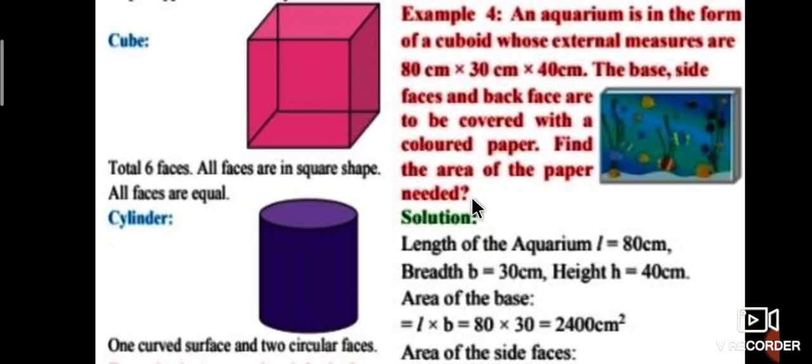Find the area of the paper needed. Next we are discussing the aquarium. Length of the aquarium L is equal to 80 centimeter. Breadth B is equal to 30 centimeter. Height H is equal to 40 centimeter.